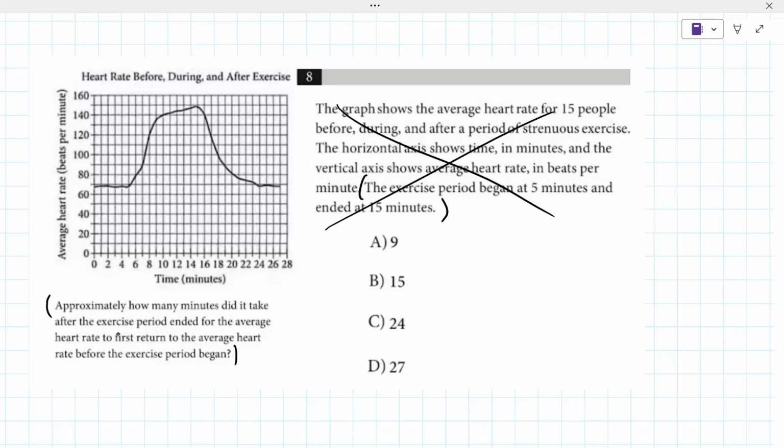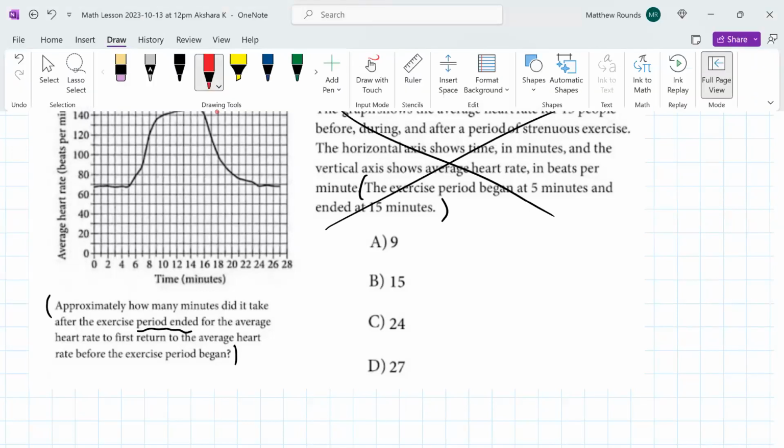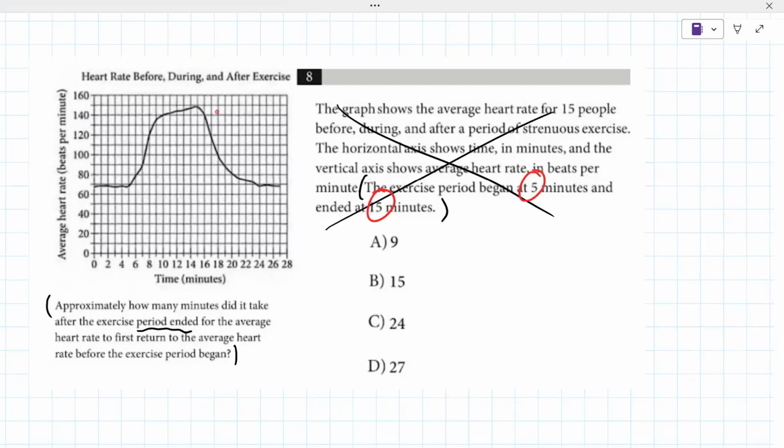C. How did you come up with C? Because 24 was the closest to when the line reached its average again. Okay. So this one though is asking not when, it asked from when the period ended. And that's where you need these two numbers. And I know I say it's not useful, but of course there's an exception to everything.